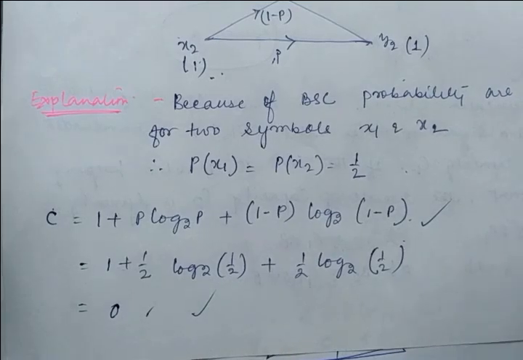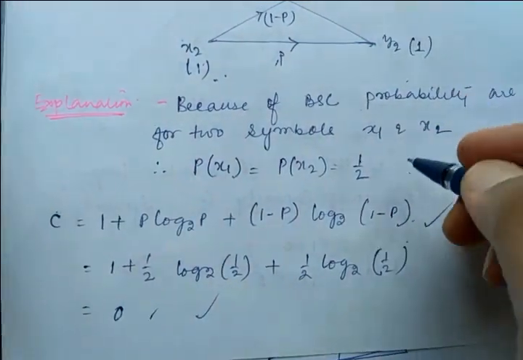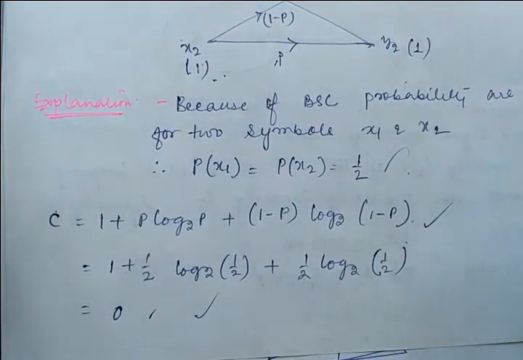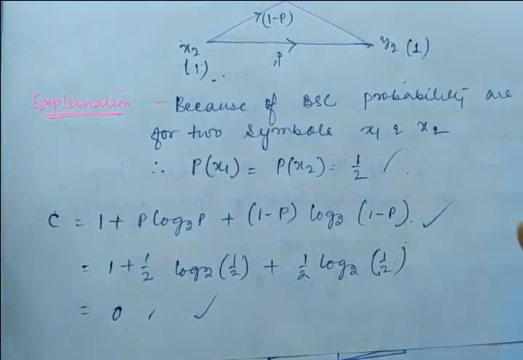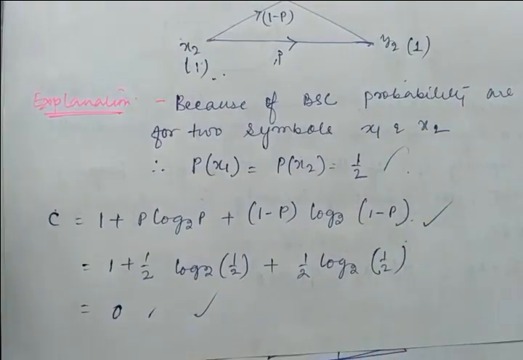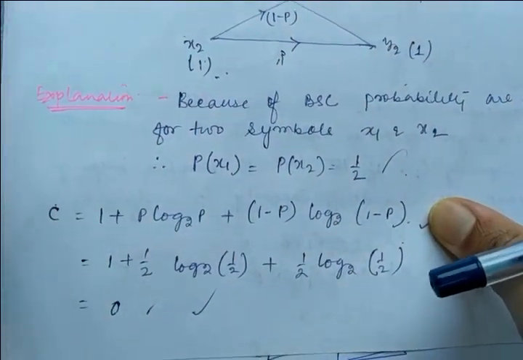So this is very simple, but it uses logic. First you have to calculate the probability. Here there are two symbols, so the individual probability will be half, and that is because it is a symmetric channel. If there was no symmetry, we could not calculate the probability in this way, right? Okay, so this is your question number 7.